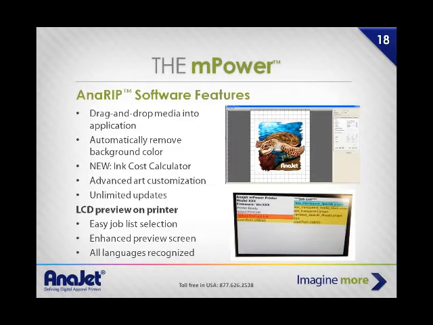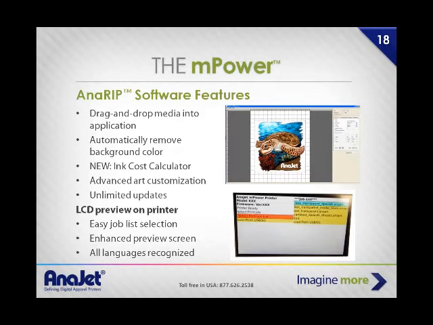So here's our RIP software, which is brand new and just was developed for the Anajet. Fantastic software. It gives you drag and drop media into application. You can automatically remove background colors in the software. So if you have a color, say you're printing on a black shirt, you have black in the image. There's no point in printing black ink on a black shirt, so click the button, remove the black out of the shirt, or out of the image, and use the shirt to fill that black portion of it.